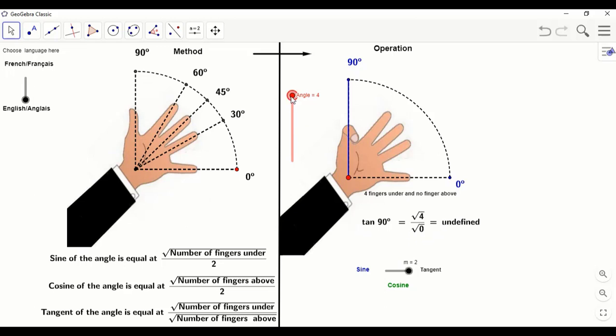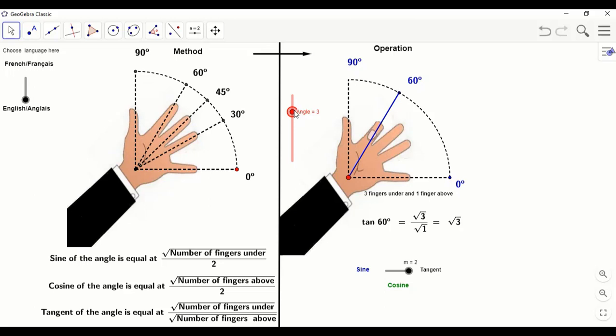If you move down to the next angle, which is 60 degrees, you can see the number of fingers under. There are 3, 1, 2, 3. Then we only have 1 finger above. So that is 3 fingers under and 1 finger above. You can see square root 3 over square root 1, which ends up giving you square root of 3. So tan 60 is square root 3.